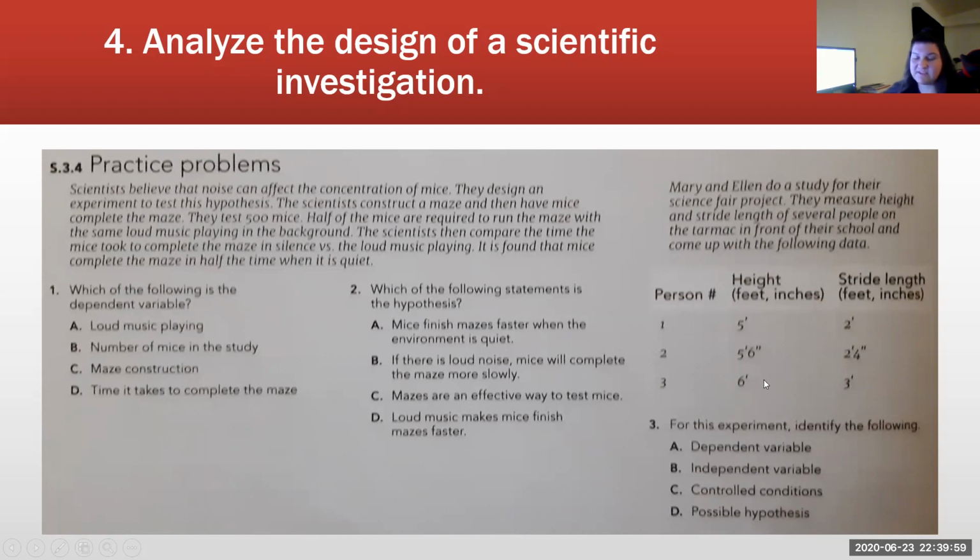And the controlled conditions were the tarmac, the weather, and how far they walked. So those are the controlled variables that you have to include. And a possible hypothesis is that height affects stride length. How tall you are will affect the length of your stride.